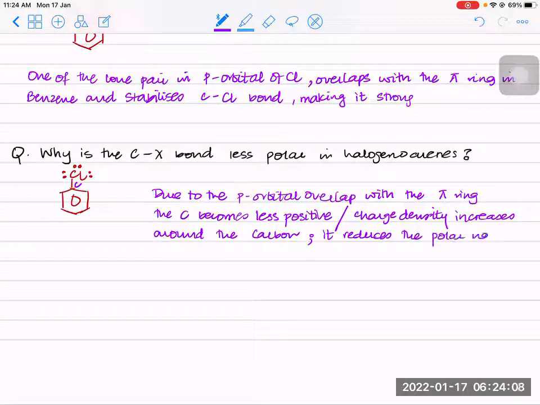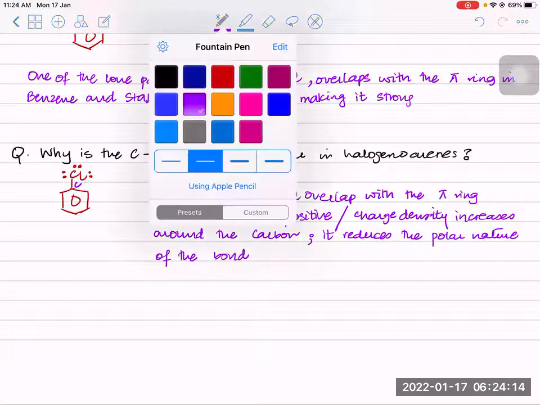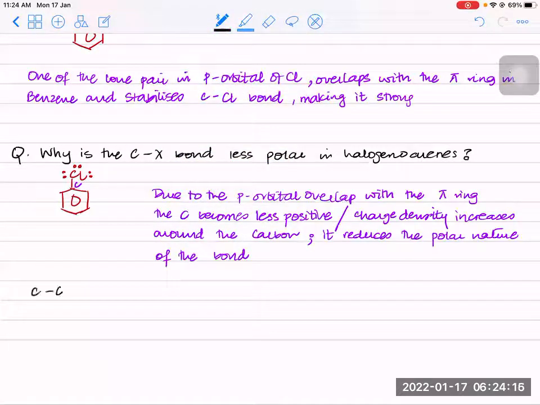Let me explain: a regular C halogen bond, like CCl, would be polar. This would be partial positive, partial negative. But here in benzene, the pi ring is overlapping with the lone pair. So there is a p orbital overlap with the pi ring. Imagine this lone pair overlapping with the pi ring.